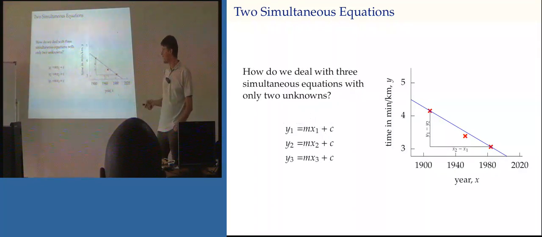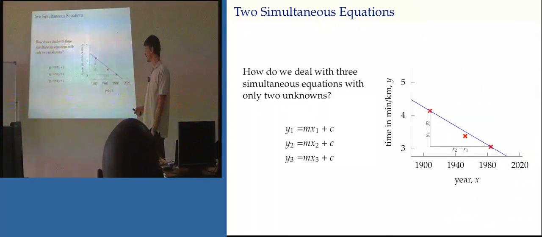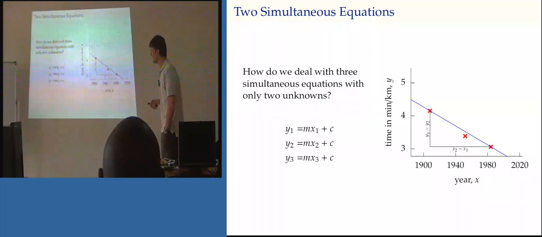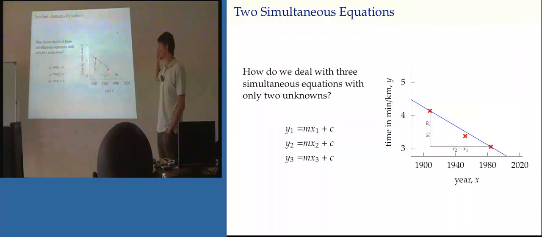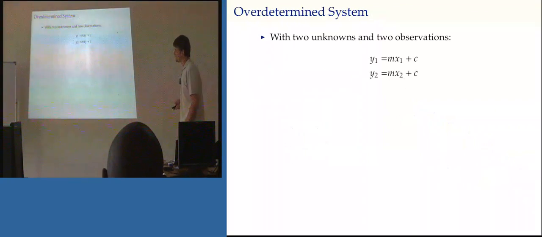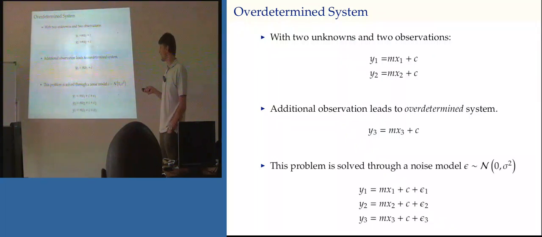Okay, so that's great. But how do we deal with a third observation? This is the challenge facing people who are trying to fit these models to data. We've now got what we call an overdetermined system, because there are two unknowns, m and c, and three equations, because we've got a y1, a y2, and a y3 now. So how do we deal with this? The additional observation leads to an overdetermined system.